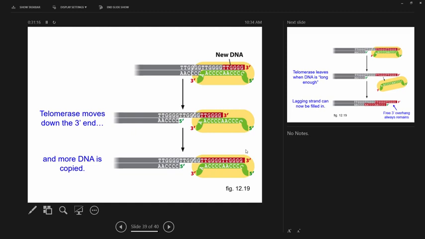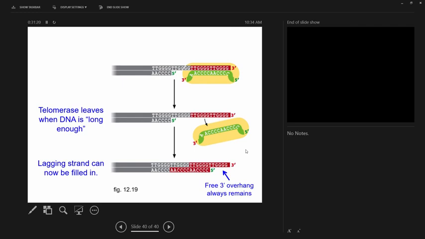Until the telomere is long enough, at which point the telomerase falls off and another Okazaki fragment is added here, which is going to be longer than this. This is just for demonstration purposes. And you'll always have that free 3' end, but it doesn't matter. That's necessary to tuck in, and the telomere is long enough, and everybody wins.